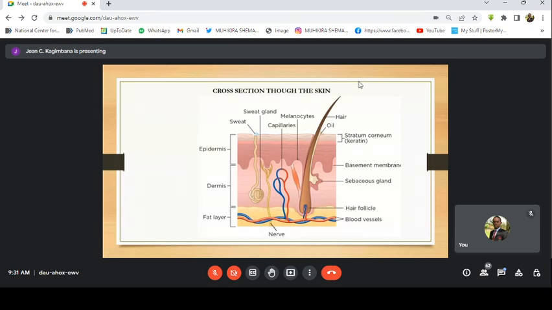Of course, we have the main layers that cross the fat layer or subcutis, and then these capillaries rising from blood vessels. Of course, we have nerves, because that's why we have sensory nerves and motor nerves.